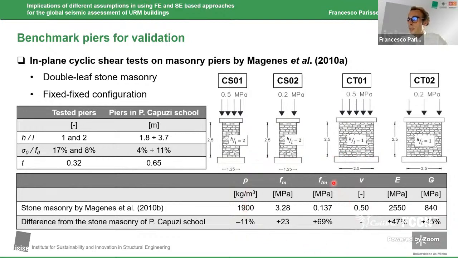Regarding the material properties, the main difference relates to the mean tensile strength, which is higher than the one for the masonry in Visso, and also the Young modulus, which is also higher than the previous masonry.